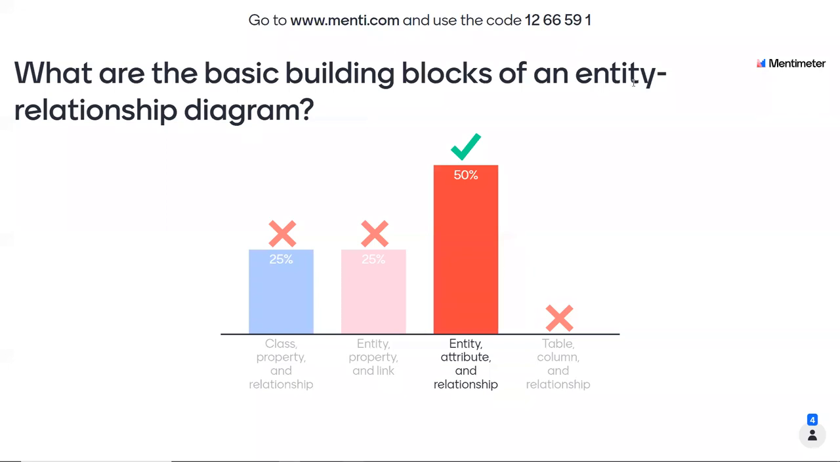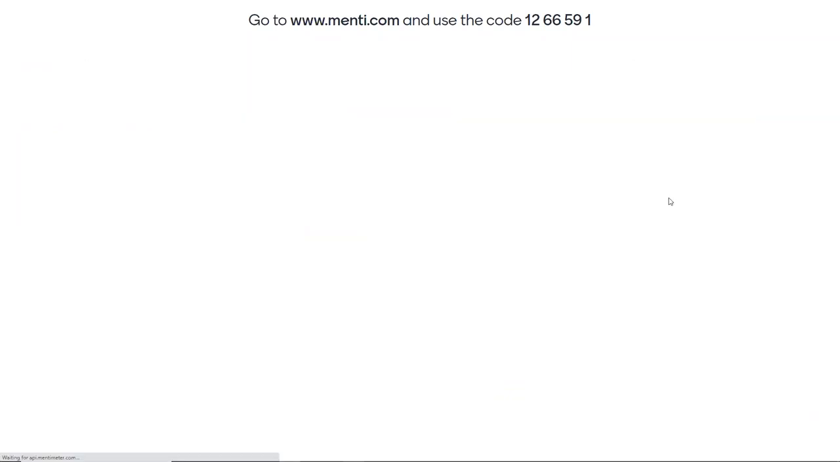The key here, guys, was look at the name of the diagrams. They're called entity relationship diagrams. So entity and relationship, they're definitely going to be there. And actually, the only answer that had the word entity and relationship was entity, attribute, and relationship. Cool. Onwards and upwards to question two.